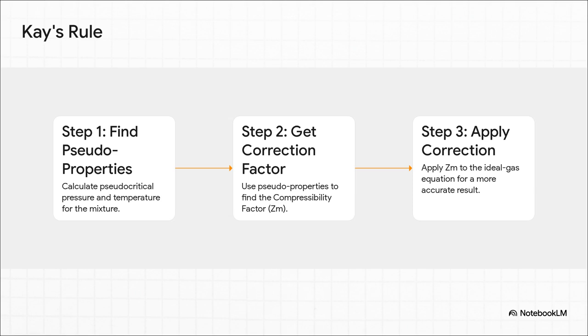It's pretty clever, actually. Instead of trying to juggle all the different gases in the mix, you first calculate some pseudo, or kind of fake, average properties for the whole thing. You basically pretend the entire mixture is just one single substance. Then you use those fake properties to look up a special correction factor, and you just multiply that correction into the original ideal gas equation. It's a fantastic way to get a much, much more accurate answer.